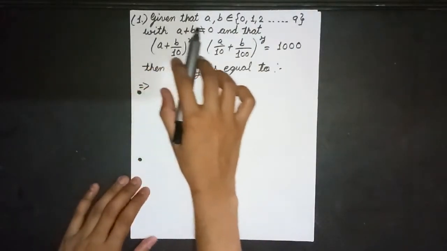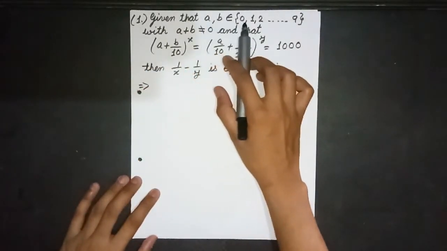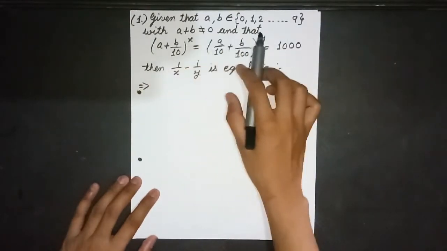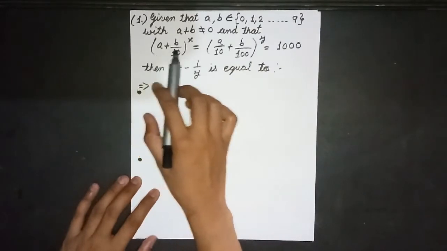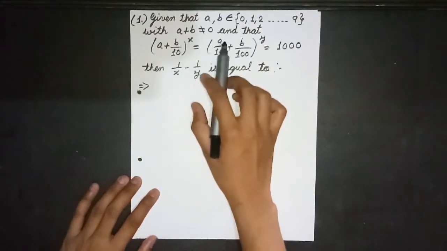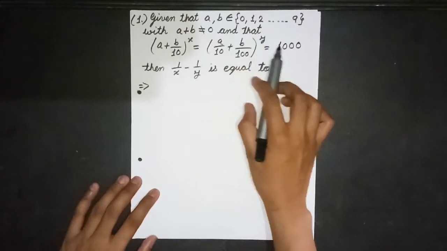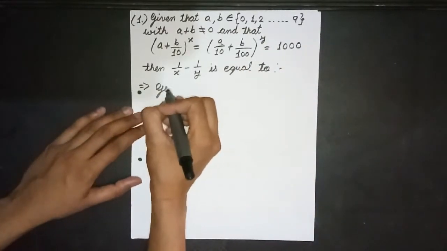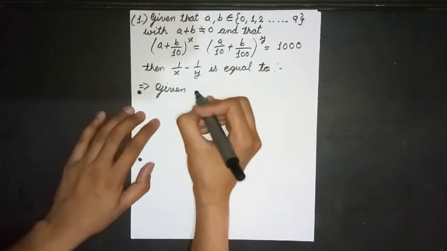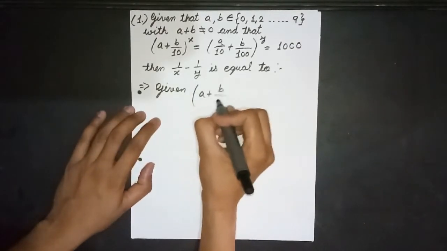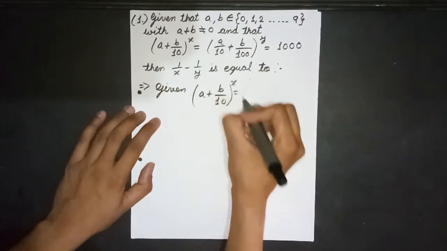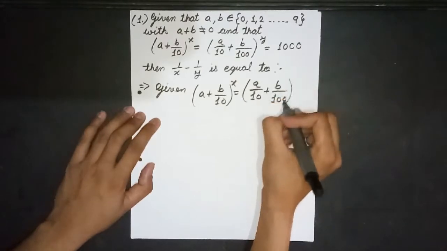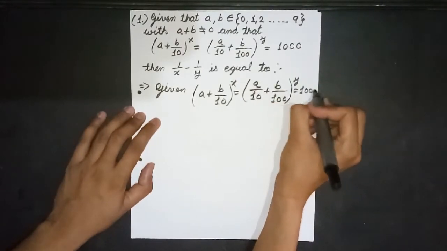Example 1: given that a, b belong to the set 0, 1, 2 up to 9 with a plus b not equal to 0, and that (a plus b) by 10 raised to power x is equal to (a by 10 plus b by 100) raised to power y, that is equal to 1000, then 1 by x minus 1 by y is equal to. So we are given (a plus b) by 10 raised to power x is equal to (a by 10 plus b by 100) raised to power y, that is equal to 1000.